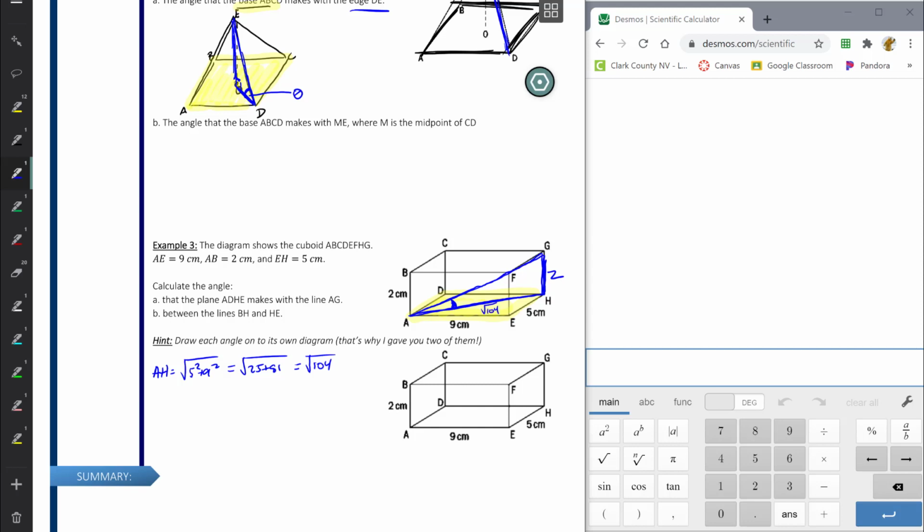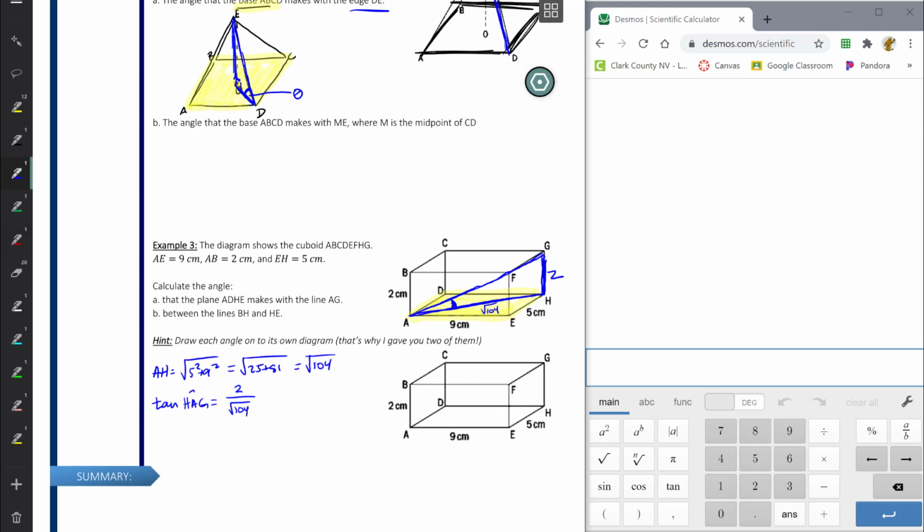Now, square root of 104 and then the side 2, we can find everything that we need. We've got an opposite side and we have an adjacent side. So let's go ahead and utilize our trig. Opposite and adjacent tells us we should be using tangent. So we have tangent of angle HAG or angle A, but let's go ahead and actually write it out. This is HAG. And that's going to equal our opposite side 2 over the square root of 104.